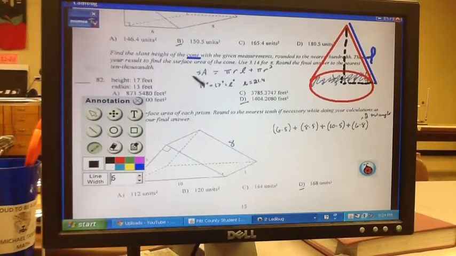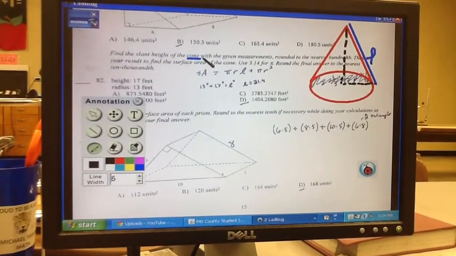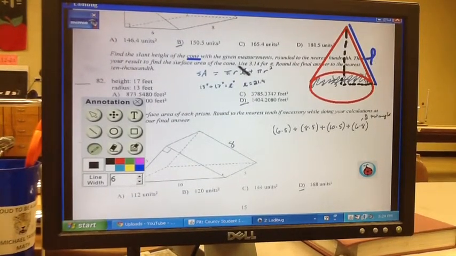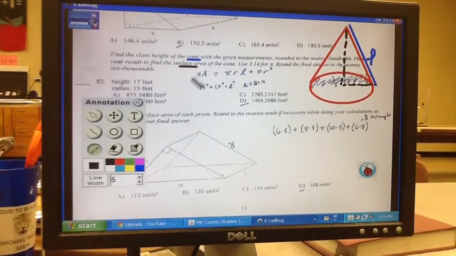Alright, on this picture, on 82, we're given a cone, so I kind of drew a cone here. It tells us to round if we need to round. It tells you to use 3.14, and we are searching for the surface area.